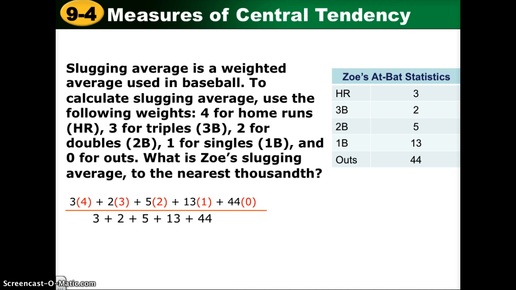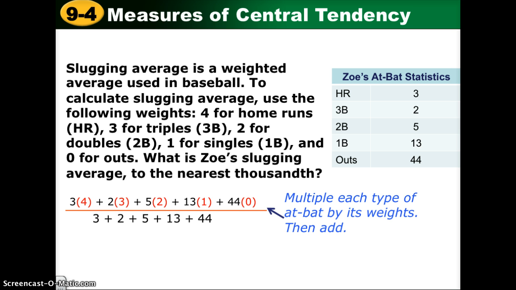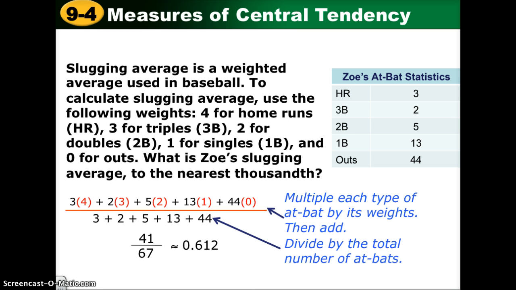Now we don't divide by any of the weights, but we just divide by how many total at-bats she had. So we add the 3, the 2, the 5, the 13, and the 44. Once we calculate this, we get 41 out of 67, which is a 0.612 slugging percentage.